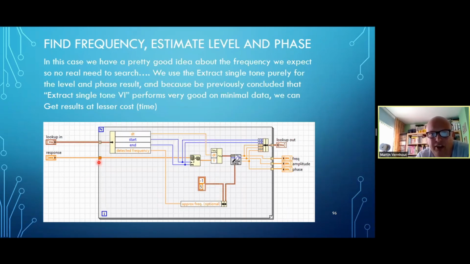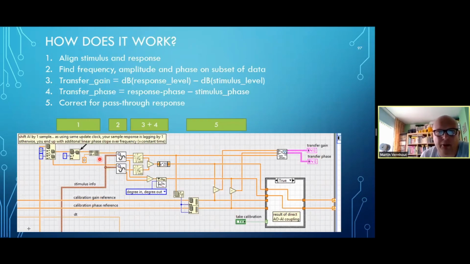So we find the frequency, we estimate the level and the phase. We use the extract single tone VI, which performs very good on minimal data, and we do the calculation. The calculation is, we have our two channels, stimulus and response. We might shift one of the channels a little bit, one sample, to compensate for the settling effect on the analog output. We find the frequency of interest. We perform a log operation because normally Bode plots are expressed in logarithmic terms, so we can have a high dynamic range. We calculate the phase difference. Maybe we compensate for a calibration of a pass-through of output to input.